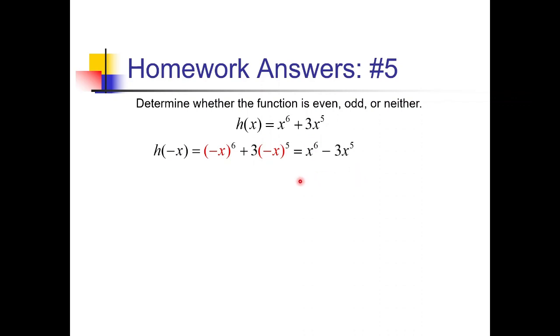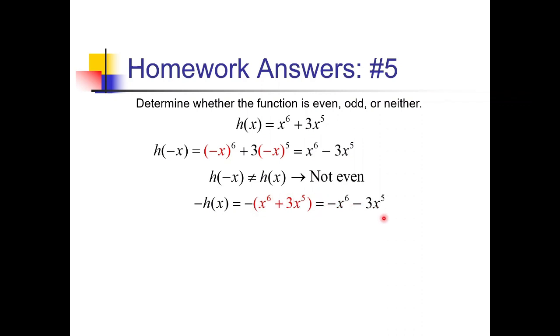To see if this is an even function, we have to compare h of -x and h of x. Since these two functions do not look to be the same, since they are not equal, that means this is not an even function. So that's how we prove it's not even. To prove whether or not it's odd, we also have to compare -h of x to h of -x. So what's -h of x? Well, that's all of this stuff negated with a negative distributed to it. So that's -x to the 6th minus 3x to the 5th.